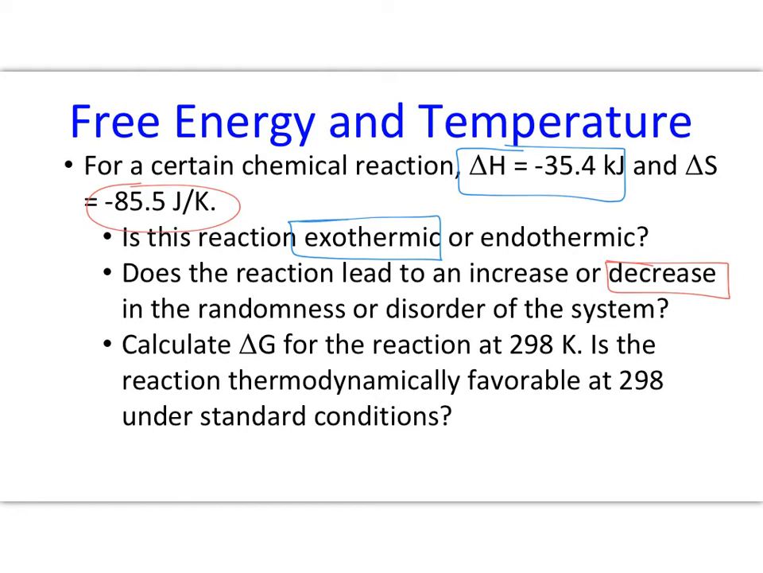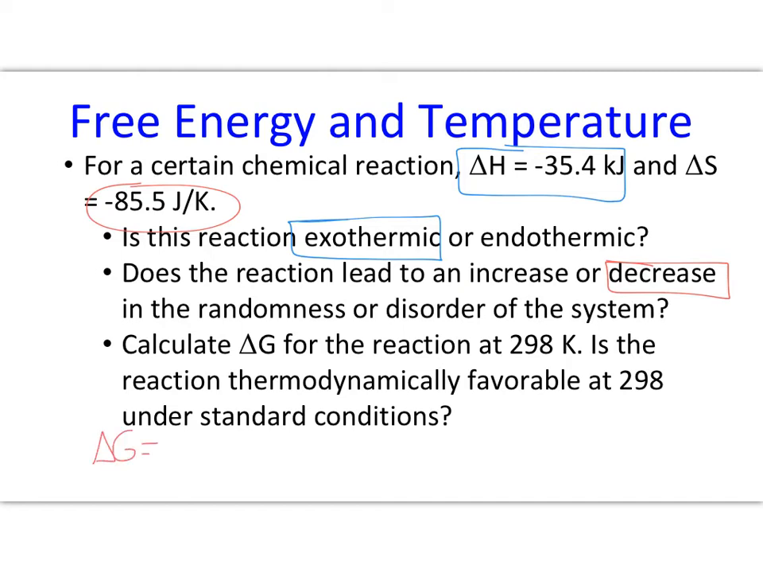So we cannot predict whether or not this will be spontaneous until we calculate the value of delta G. So it's going to depend on the temperature. So the third part is asking us to calculate delta G for the reaction at 298.